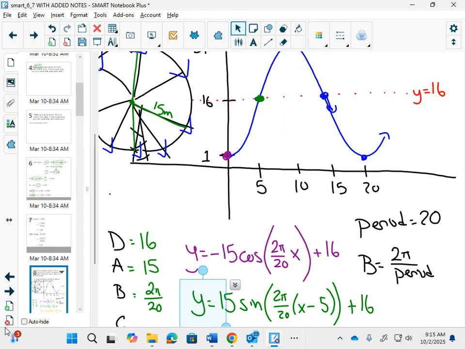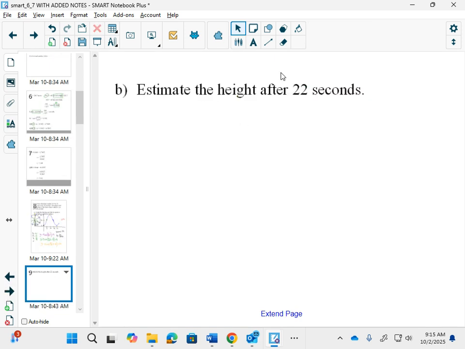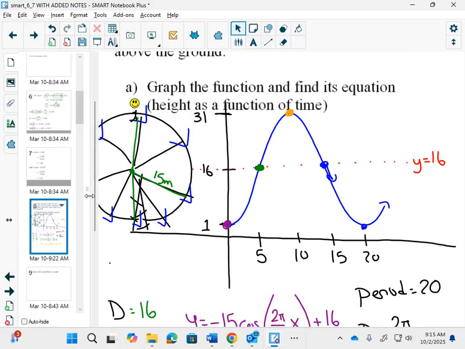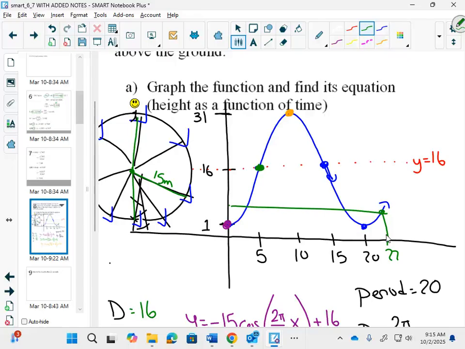Now our second question's here. Estimate the height after 22 seconds. Now it's estimate, so that means this could be a non-calculator question where you just take your graph, you go to 22, you put it up here, and you go across and just make an estimate. I don't know, 5, 6, 4? Those are all estimates. That would be perfectly fine.